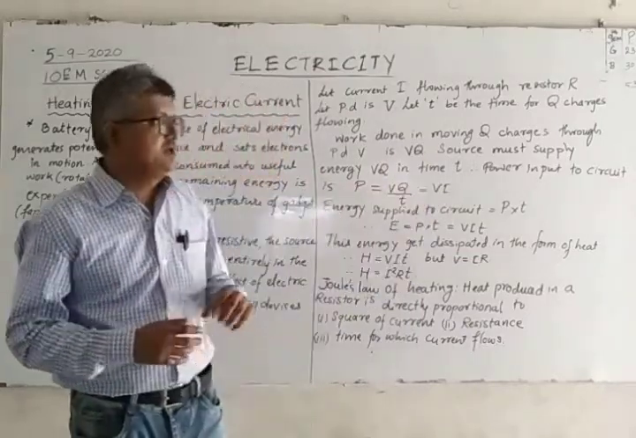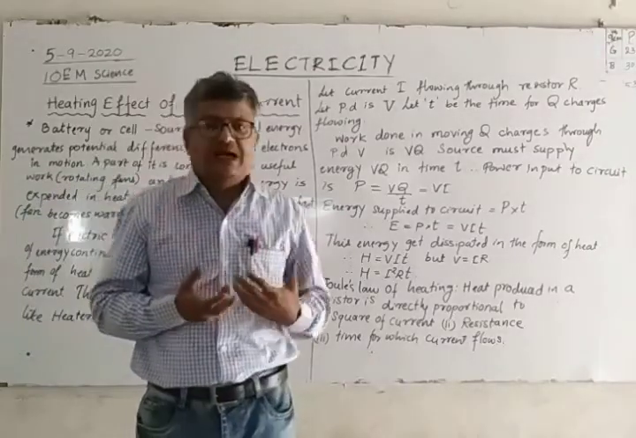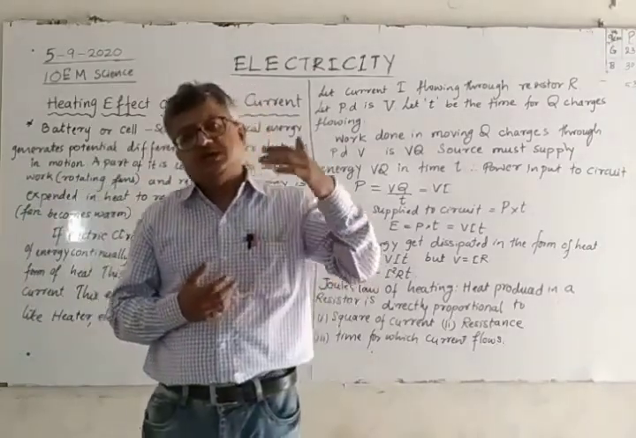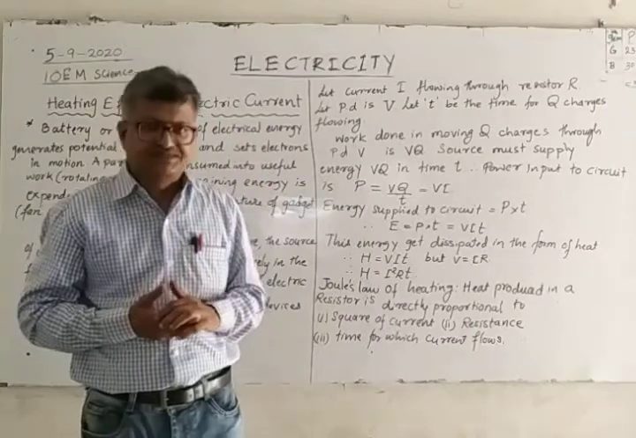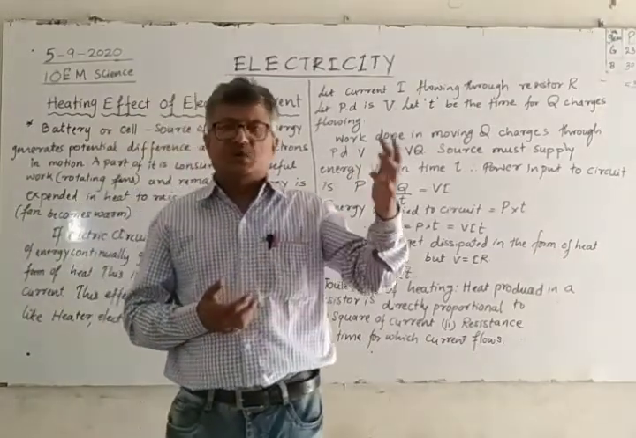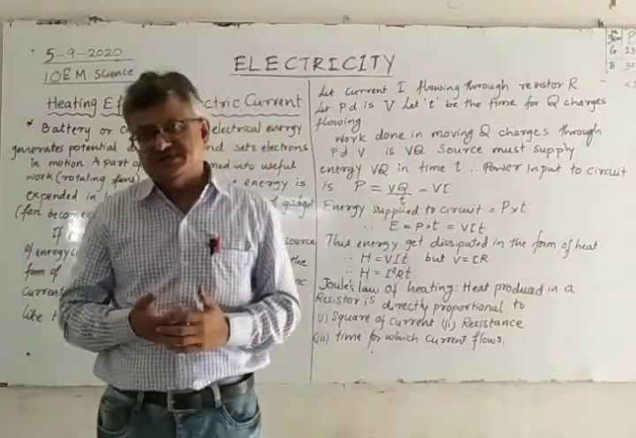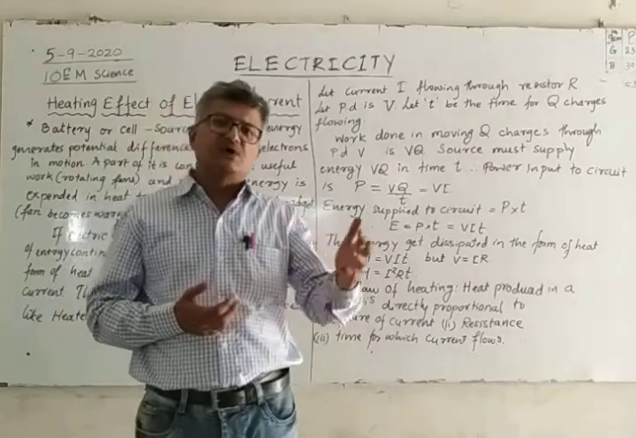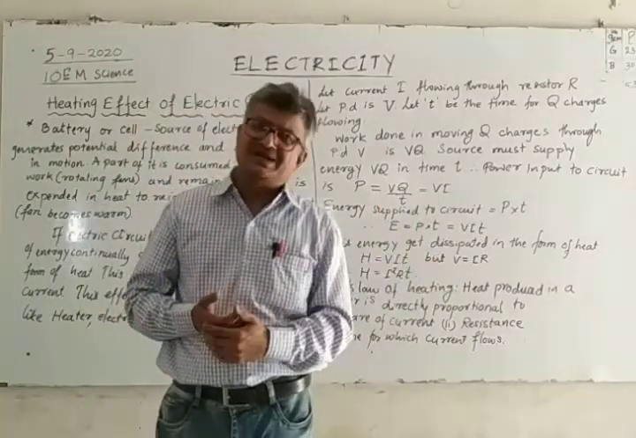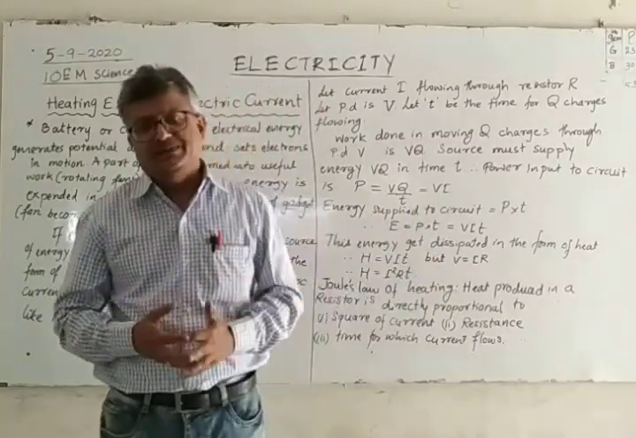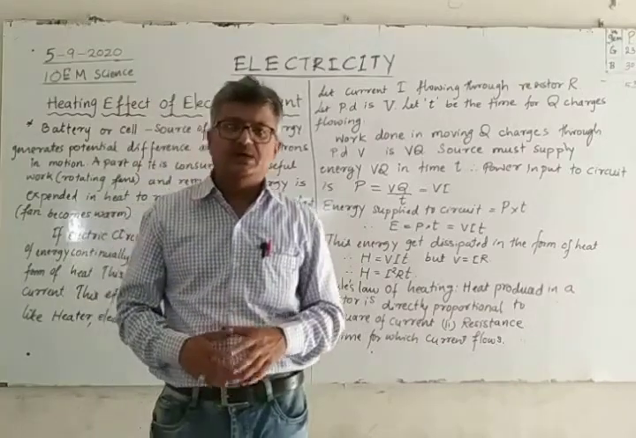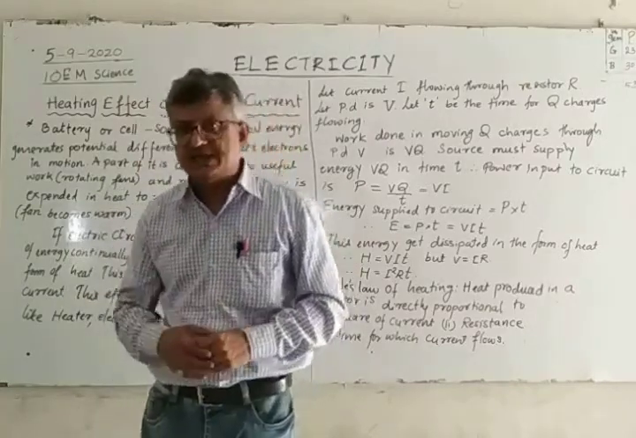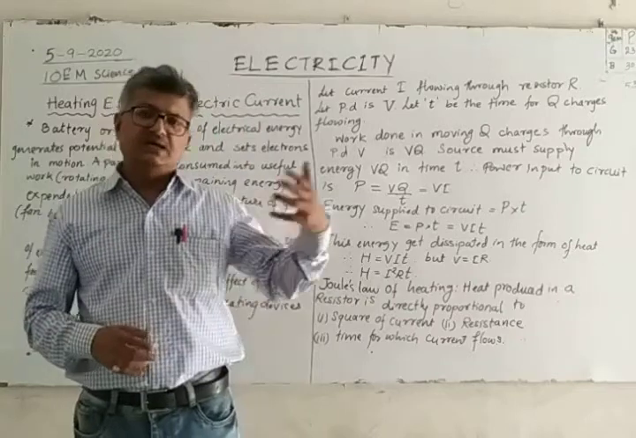And in parallel combination, the reciprocal of the resultant resistance is equal to the sum of the reciprocals of the individual resistors. 1 by Rp is equal to 1 by R1 plus 1 by R2 plus 1 by R3 plus etc.